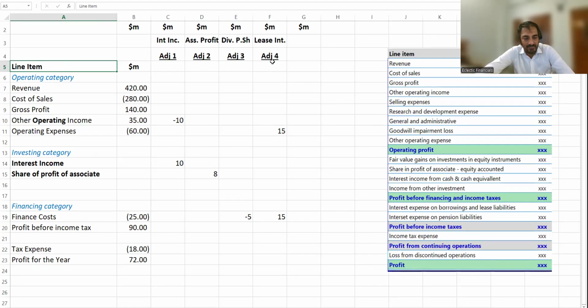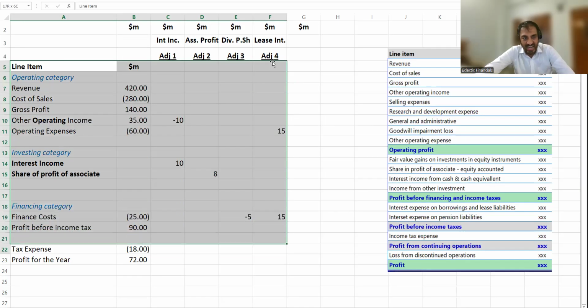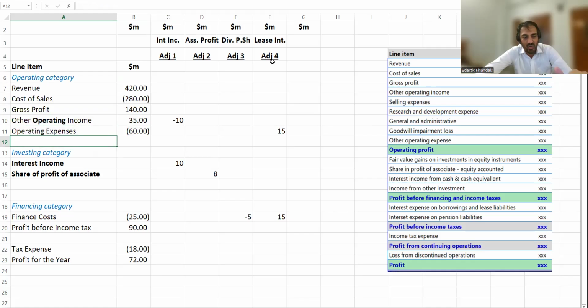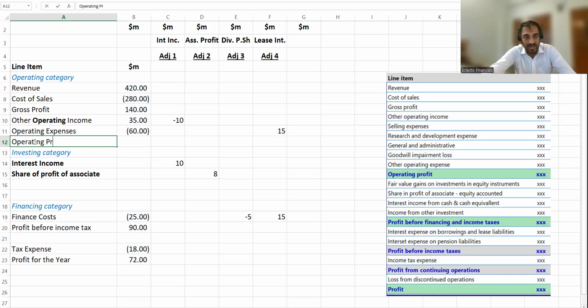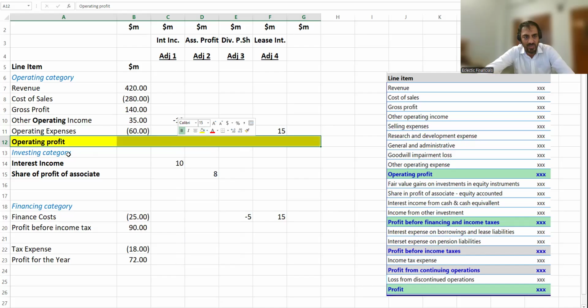So these are the adjustments. Before finalizing, we have to incorporate the mandatory subtotals as well. Number 1, operating profit, yes, very simple. We have to total the operating profit here. Number 1, this will be the operating profit. Don't need to highlight, just for the sake of you people.